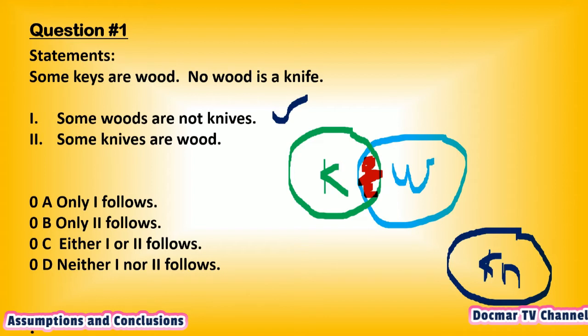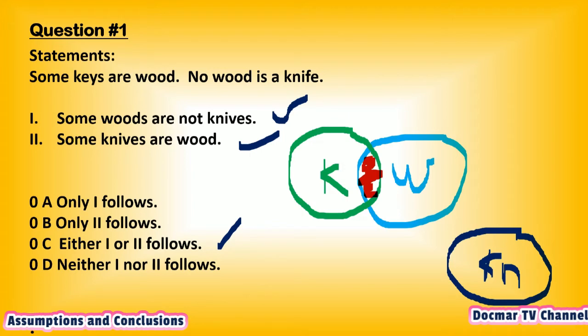Some knives are woods. Correct. So this is also correct. So we have to answer which of these given is the only one that follows. Only one follows? No, because some knives are also wood. So only two follows? No. Because one is also true, either one or two follows.